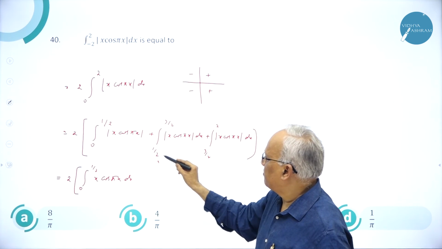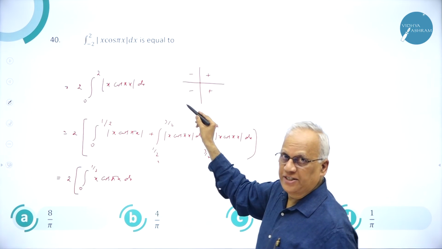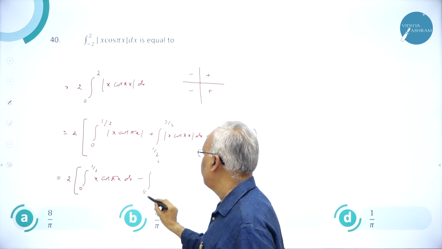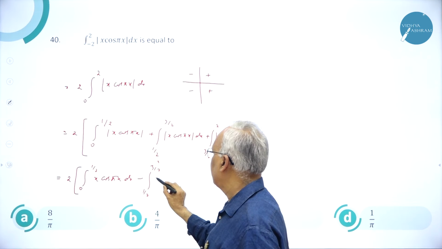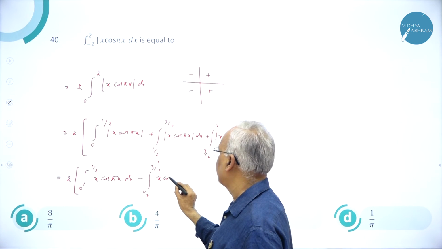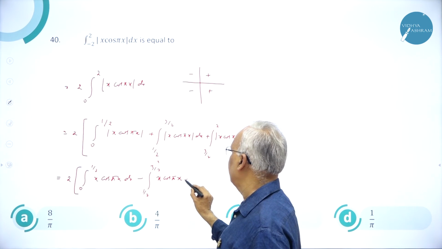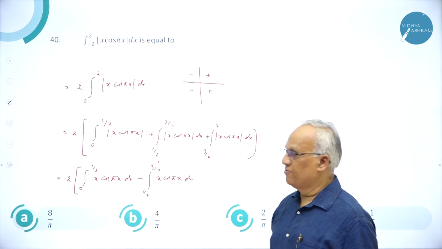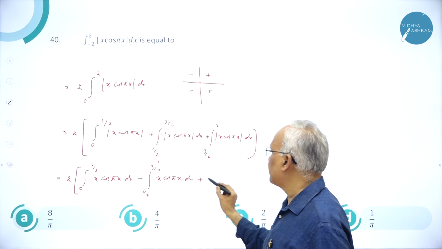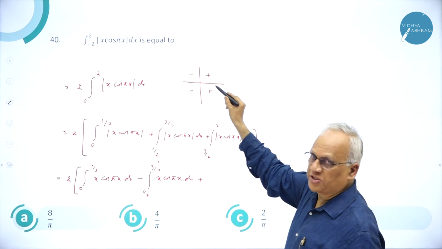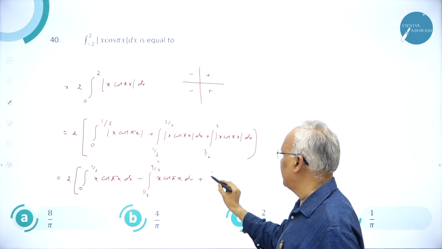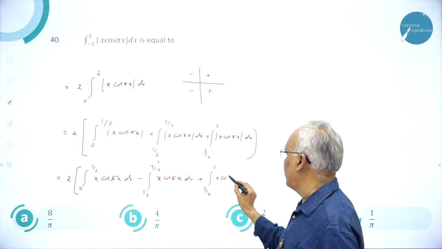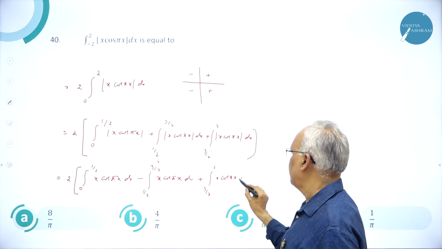And here, from half to 3 by 2, it is negative. Therefore, it is minus integral 1 by 2 to 3 by 2 x cos pi x. Minus I have taken here, since mod of x is minus x, that form. Plus between 3 by 2 to 2, it's positive. So I can write this as integral 3 by 2 to 2 x cos pi x into dx.